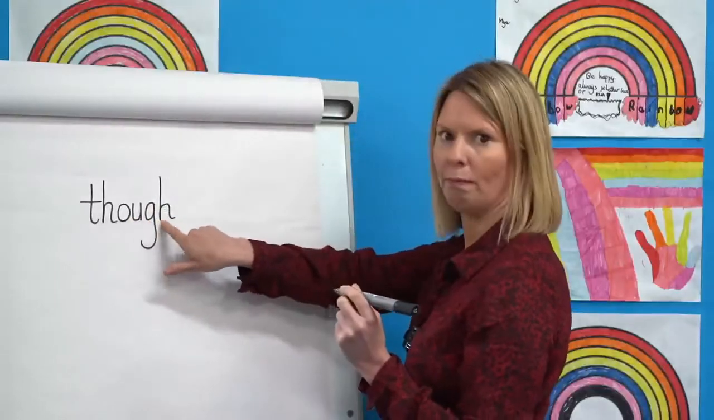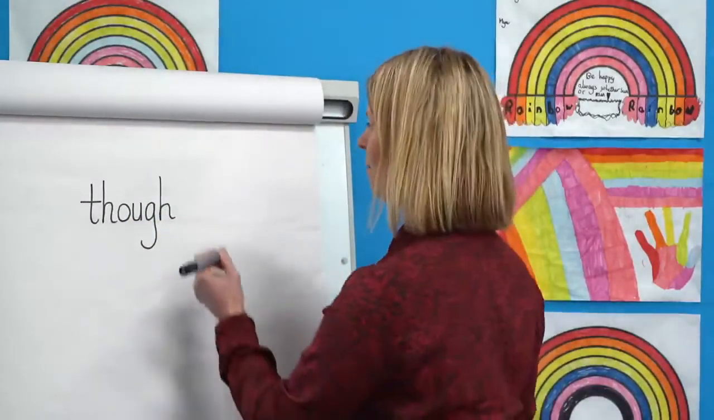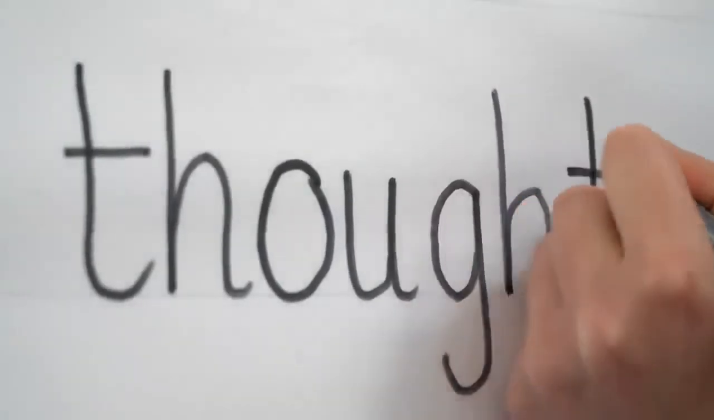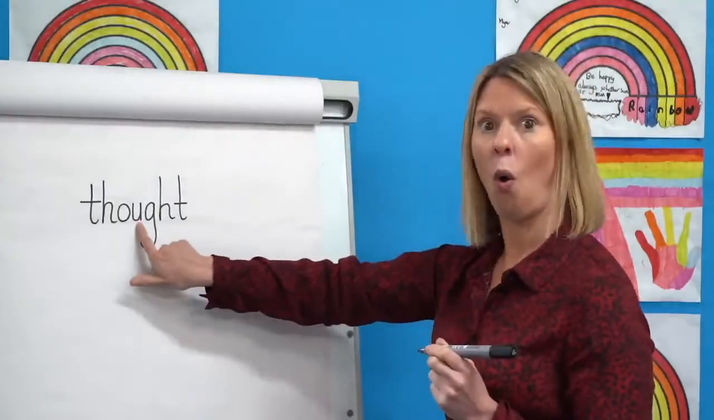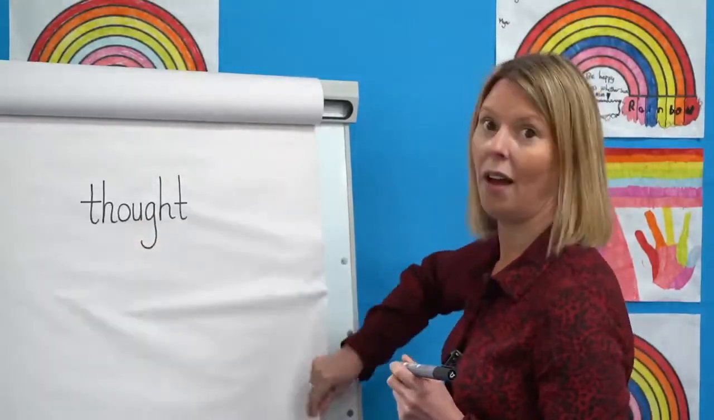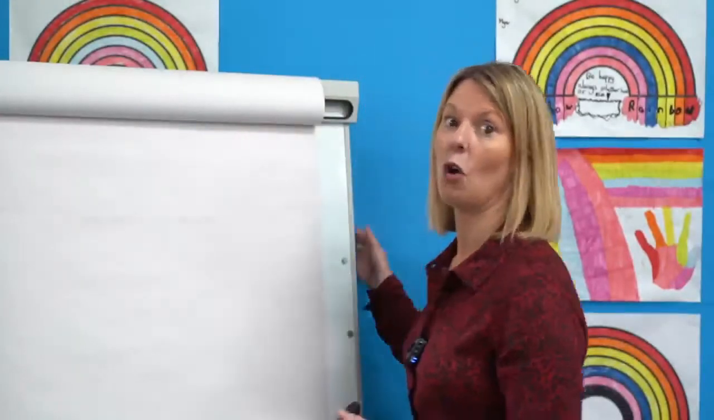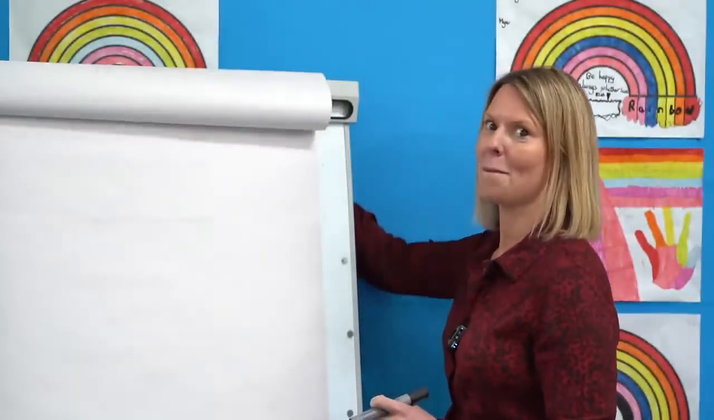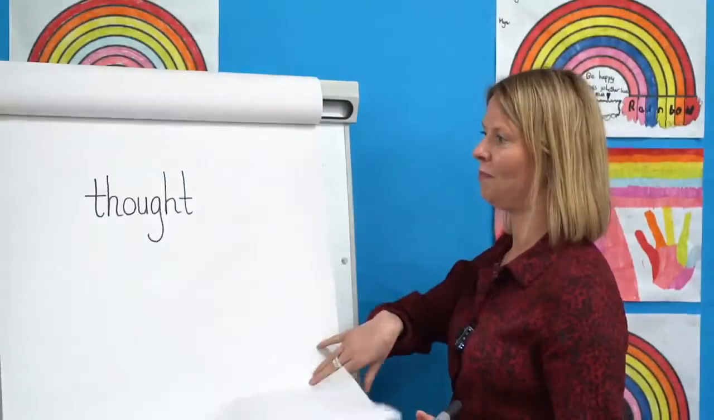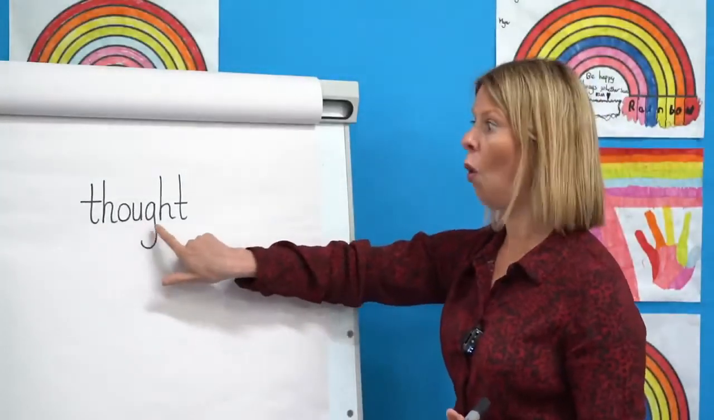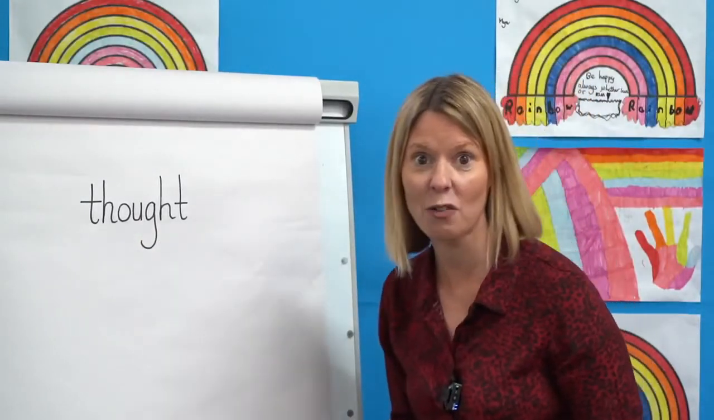O-U-G-H or. And the final bit is easy. Or thought. Hide time. Have a go. What's the tricky bit? Or is written O-U-G-H. Write it down. Let's check. Ought. Thought. Did you get it right?